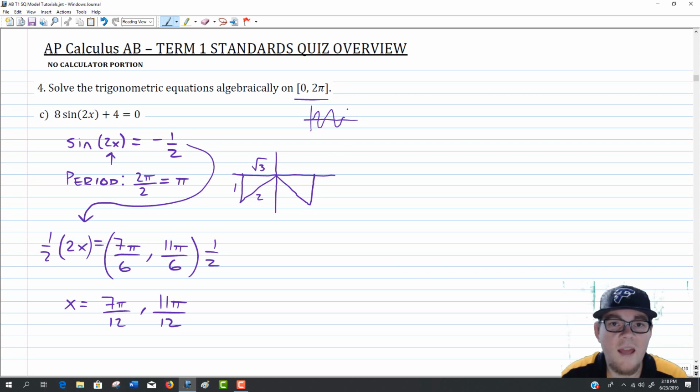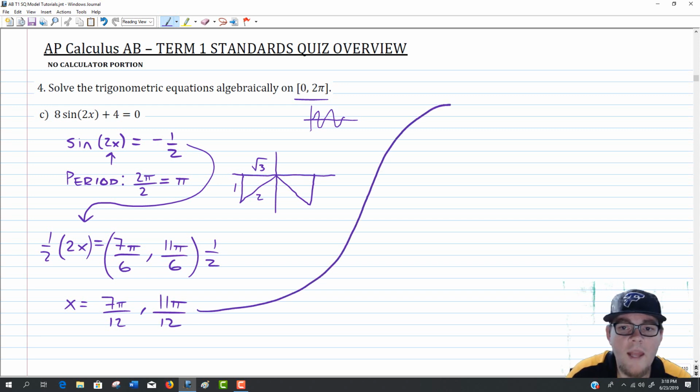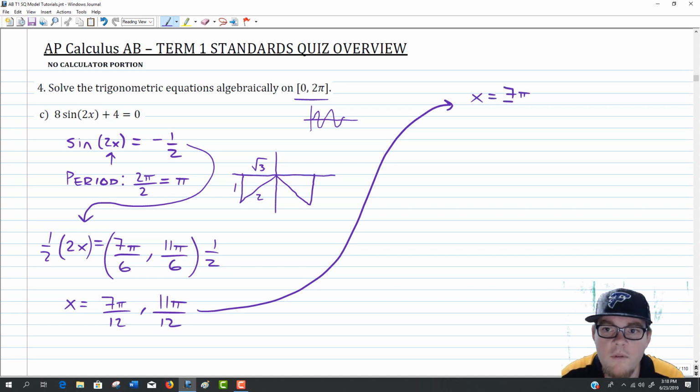The problem is, as we said, because that period has changed and gotten smaller, the graph repeats itself multiple times on the interval from 0 to 2 pi. In fact, it's going to repeat itself twice. So we have those two solutions, and they're very important solutions. We can't get the other two without taking into account the period. So for the moment, we're stuck with 7 pi/12 and 11 pi/12.